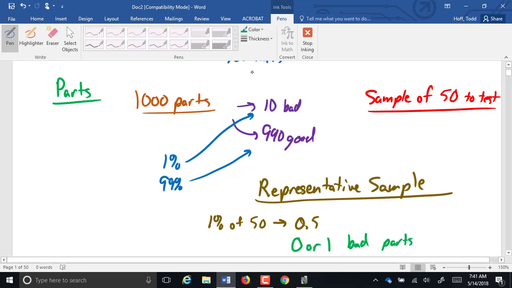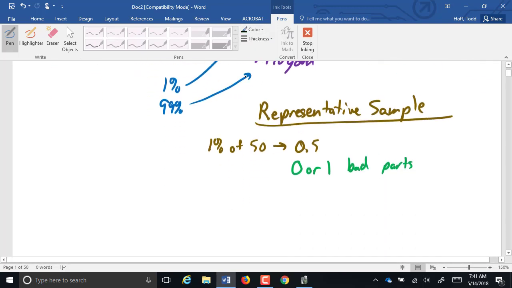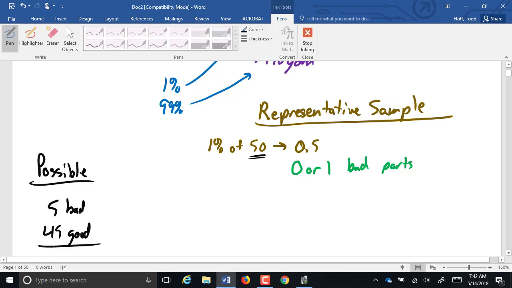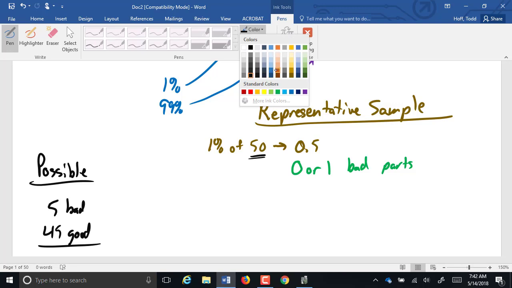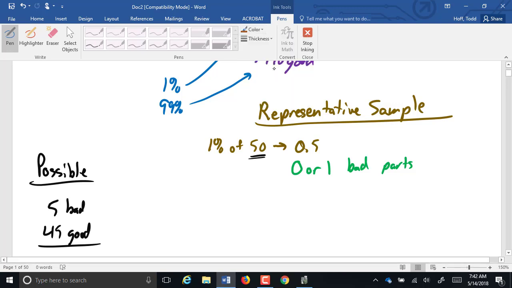Well, that's where that random variation comes in. It is possible, even if you use random selection, that out of those 50 parts, that sample of 50, you might have 5 bad ones and 45 good. Well, that comes down to 10% bad. So it's possible, even though you use a good random process, that you just randomly select a bad sample.